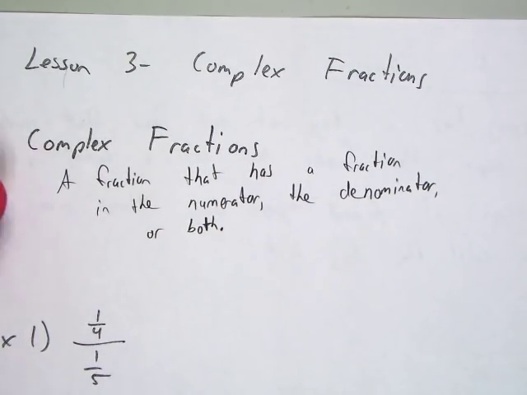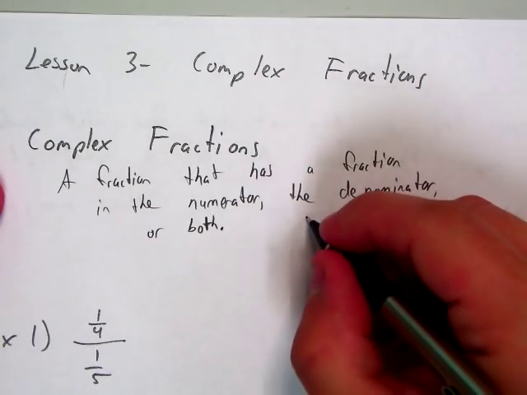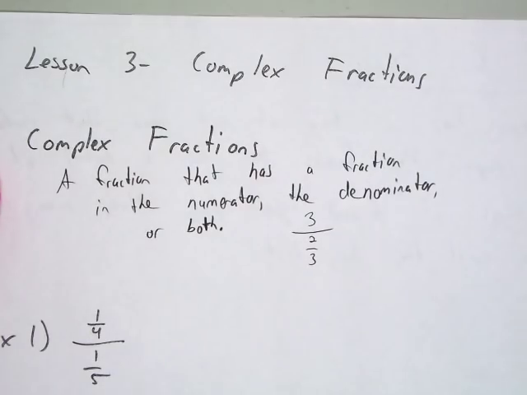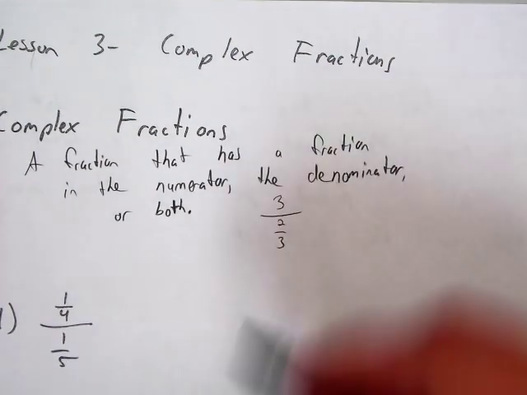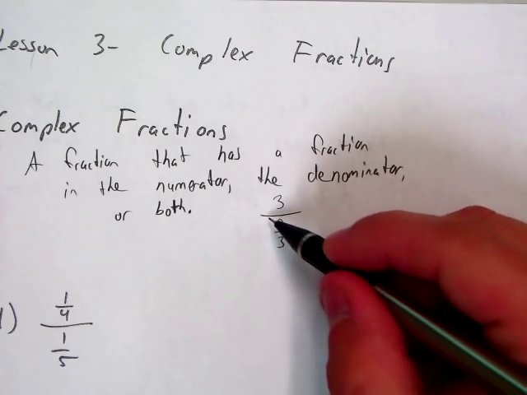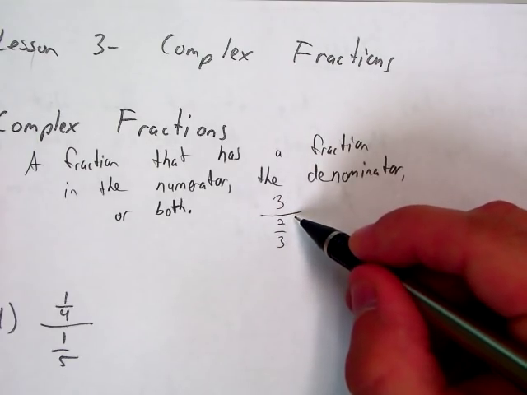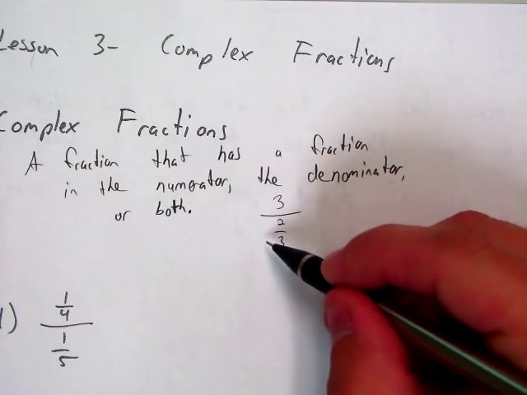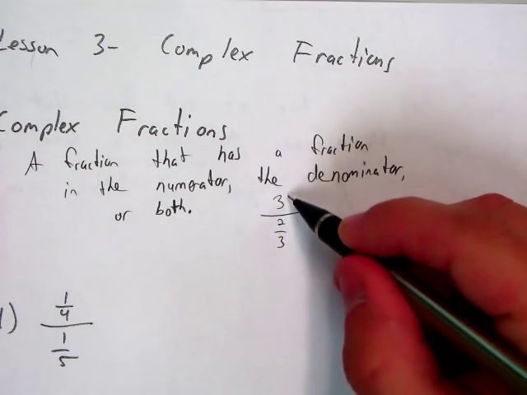And the way that we look at this, we will see that generally a fraction will look something like this. This is a complex fraction. There's a fraction in the denominator. We can see that this is the denominator because this line here is longer than this one. So this is in the denominator, this is in the numerator.